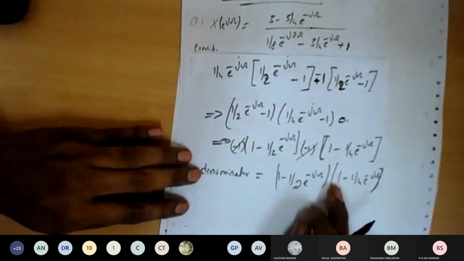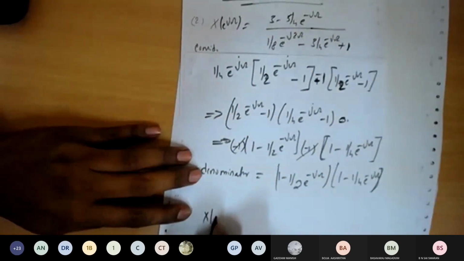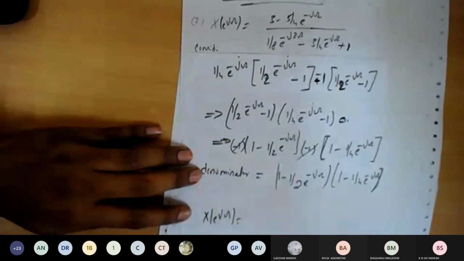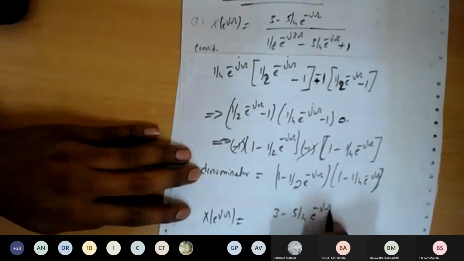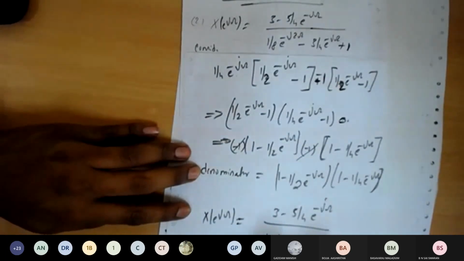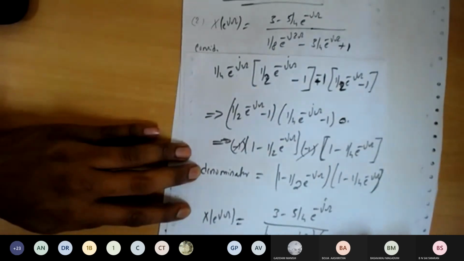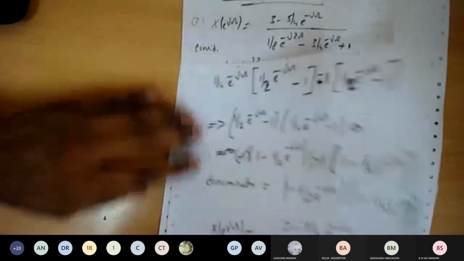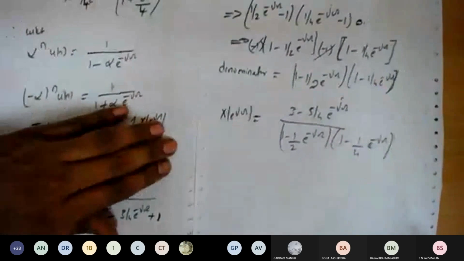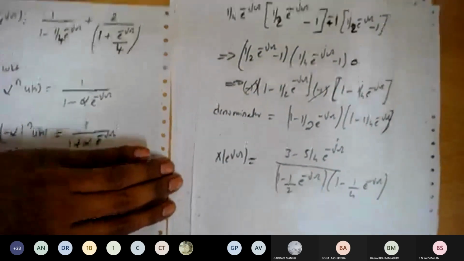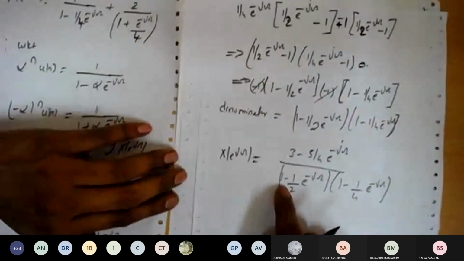Factorizing this is very important. How we factorize decides how easy the problem solution becomes. So we can rewrite it as 3 minus 5 by 4 e to the power of minus j omega, divided by 1 minus 1 by 2 e to the power of minus j omega into 1 minus 1 by 4 e to the power of minus j omega. You can see now, right? So this is how we have factorized X of e to the power of j omega.